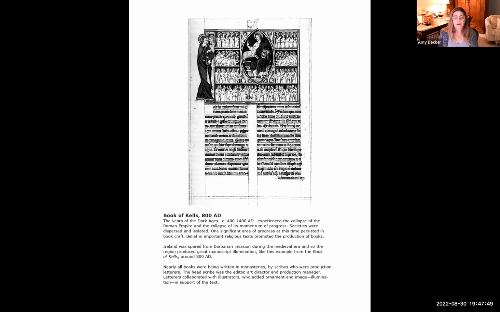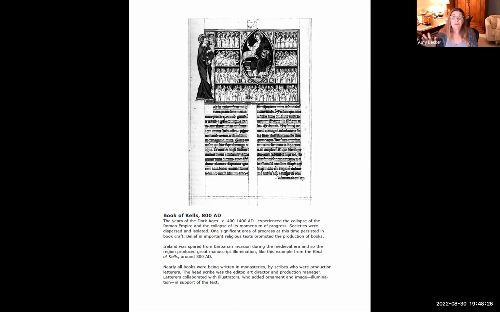The collapse of the Roman Empire, okay, and its momentum progress. Societies were dispersed and isolated. One significant area of progress was bookcraft. Belief in important religious texts promoted the production of books, and Ireland, being an island away from everybody with high cliffs, no one could conquer Ireland because they were way away from everyone. It wasn't easy to conquer them, and they would put their defenses up on these high cliffs so they could see people coming from miles away.